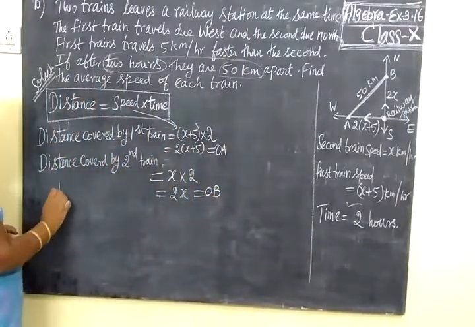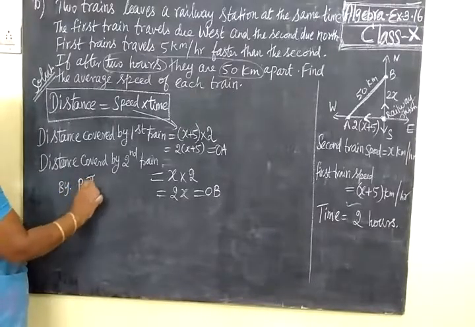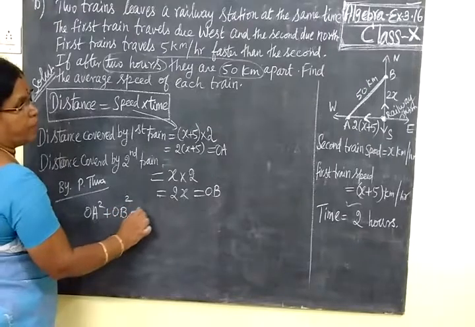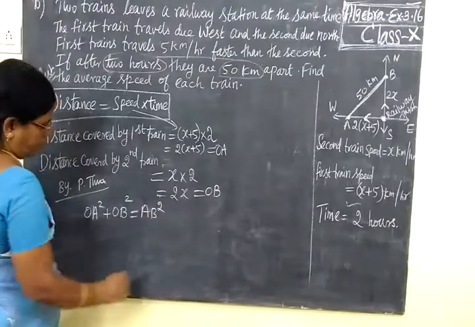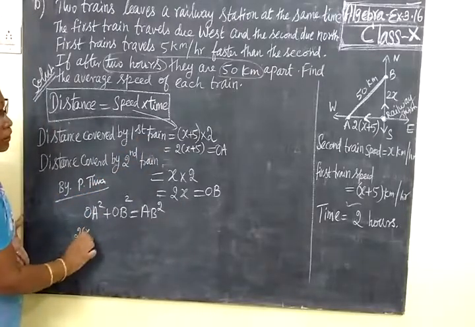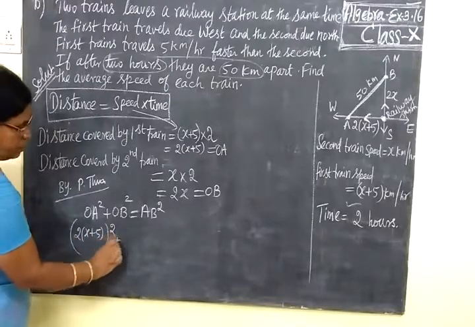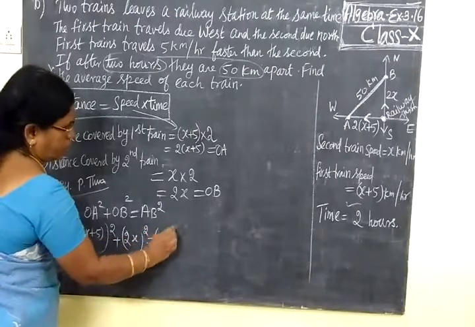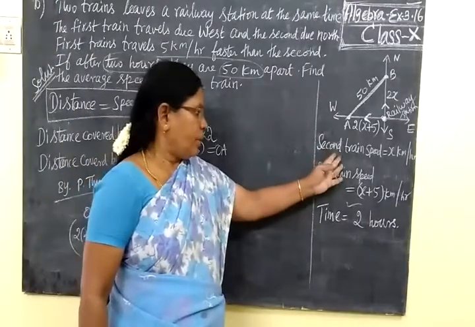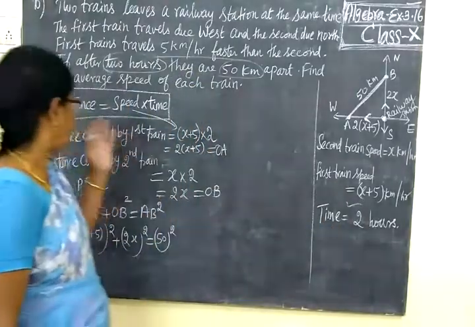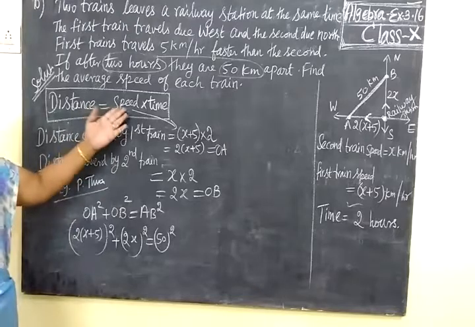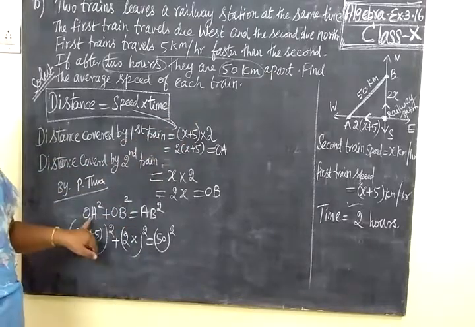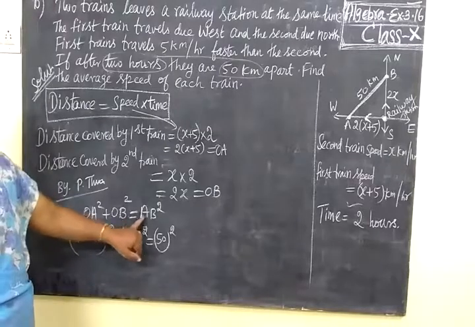Since it is a right angle triangle, we are applying Pythagoras theorem. So by Pythagoras theorem, OA square plus OB square equals hypotenuse square, hypotenuse AB. So AB square: OA is 2 bracket x plus 5 whole square, plus OB is 2x whole square, equal to 50 square. This is a very simple sum. You take the speed of the second train, the speed of the first train, the time given. We know the formula distance equal to speed into time, and we apply it. Here it is certainly possible to apply Pythagoras theorem: opposite side square plus adjacent side square equal to hypotenuse square.